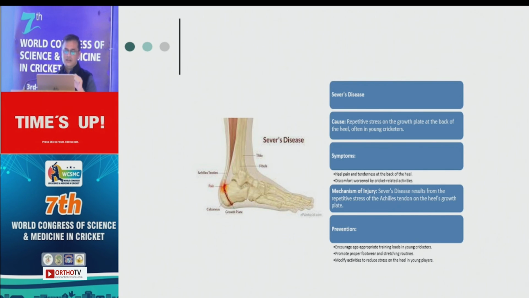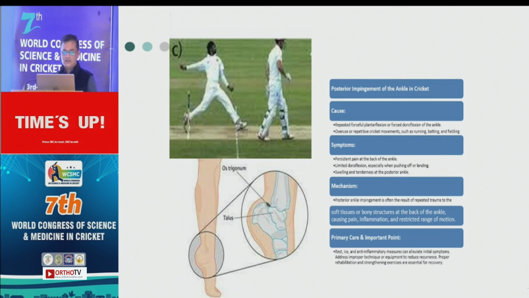Sever's disease happens in the adolescent patient whenever there is a continuous pull over this epiphysis. Posterior impingement, we all know about that. So it typically happens in a ballet dancer and bowlers also. There would be a spur on the back side of the ankle, so there would be pain immediately after bowling. Physiotherapy sometimes can help, but if the spur is big, then we have to resect it.